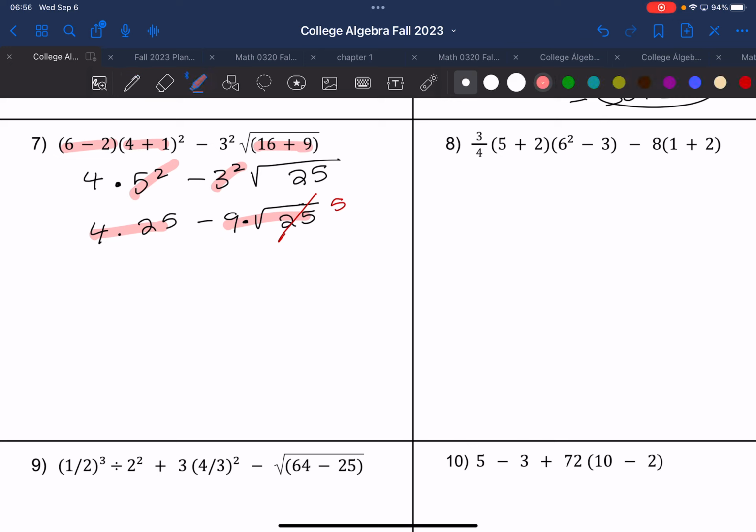Okay, so then we should get 100 minus 45, which gives us 55.